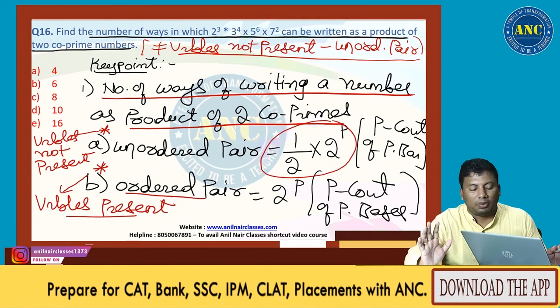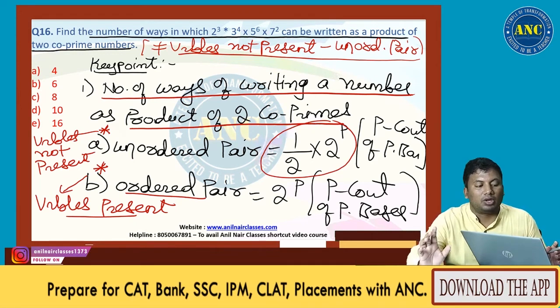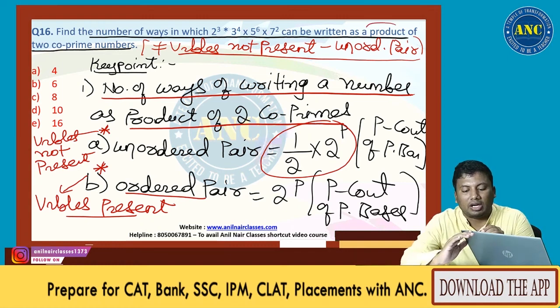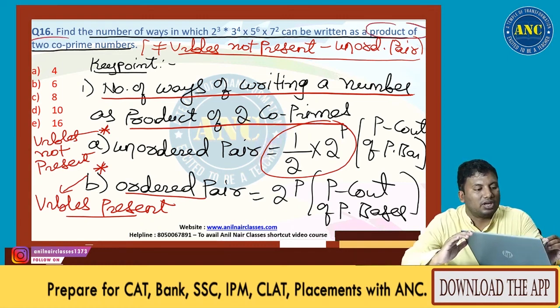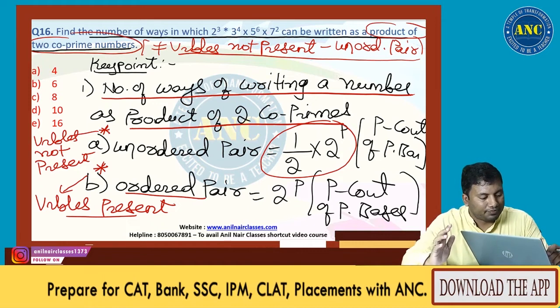Why did that 2 power p come? Why did that 1 by 2 come? Next we will discuss the proof. I hope it is clear. Product of two co-primes. I will also discuss sum of two co-primes after this concept.